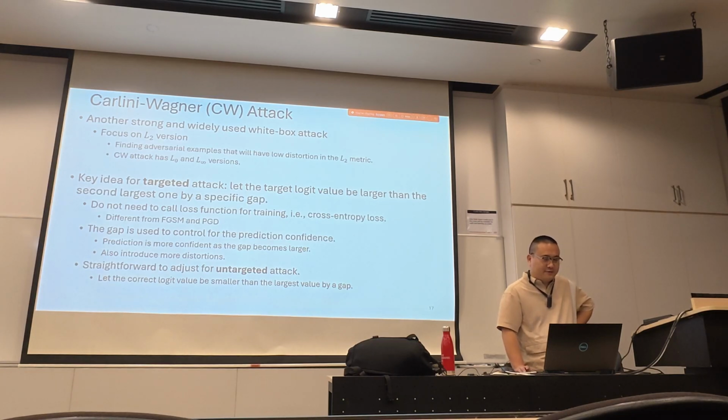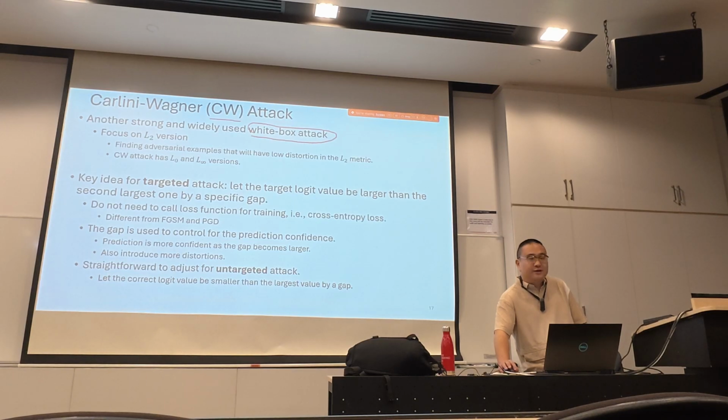Next is another classical attack called the CW attack. The name comes from the authors, because this attack was invented by Carlini and Wagner. They are still very active security researchers nowadays. So this attack is named using their names. This is another strong and widely used white box attack. So far, what we have discussed are all white box attacks.